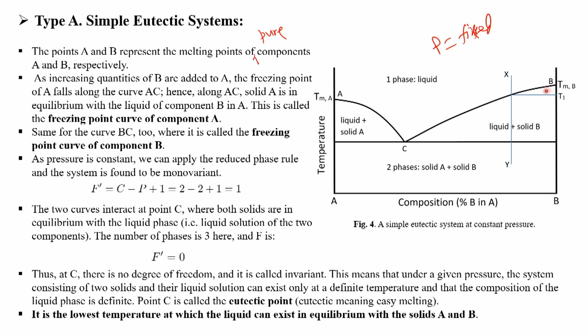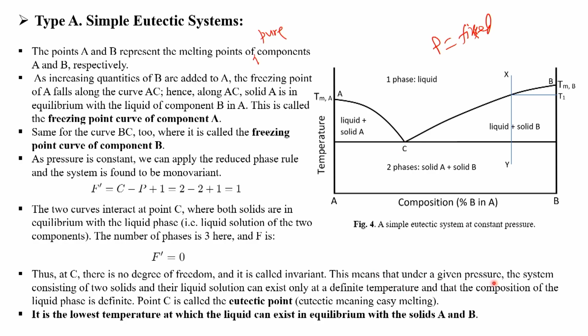AC and BC meet at point C, where both solids are in equilibrium with the liquid phase, that is, the liquid solution of the 2 components. The number of phases is 3 here: you get the liquid solution as well as the two solids. So the number of degrees of freedom F prime here is 0. Thus at C there is no degree of freedom, and it is called invariant, like a triple point.